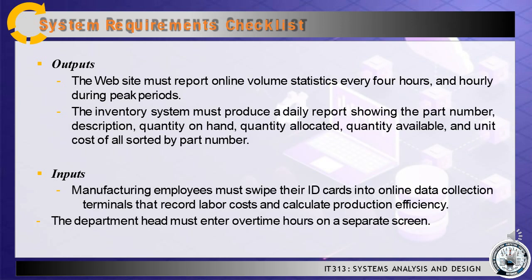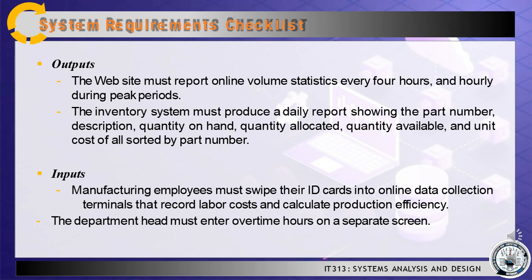A system requirement is a characteristic or feature that must be included in an information system to satisfy business requirements and be acceptable to users. System requirements serve as benchmarks to measure the overall acceptability of the finished system. System requirements fall into 5 general categories: outputs, inputs, processes, performance, and controls.